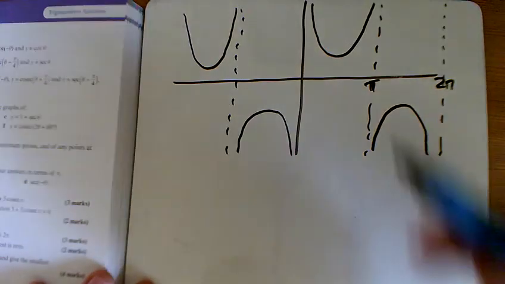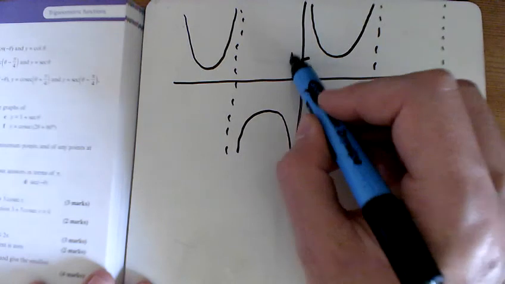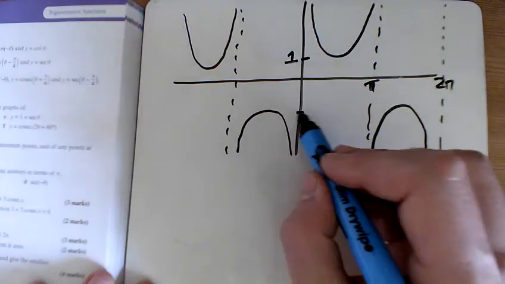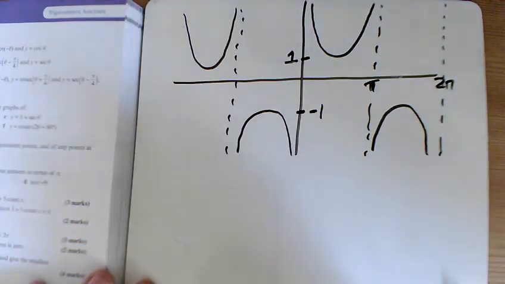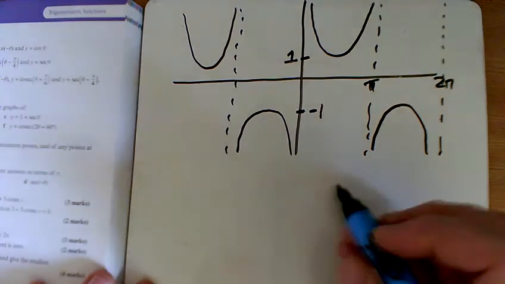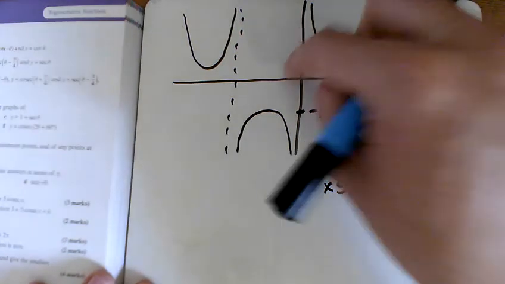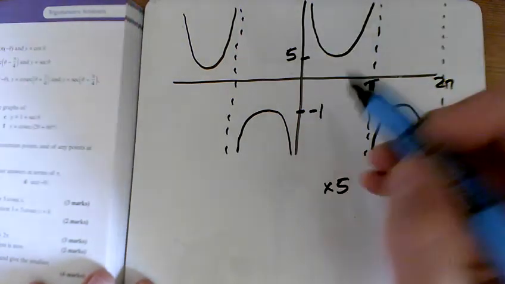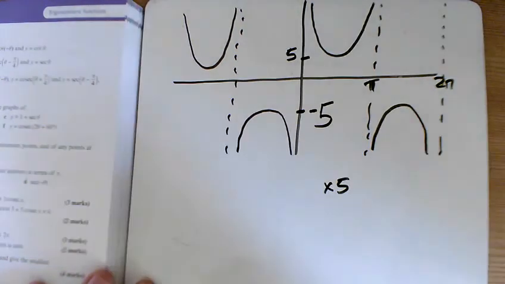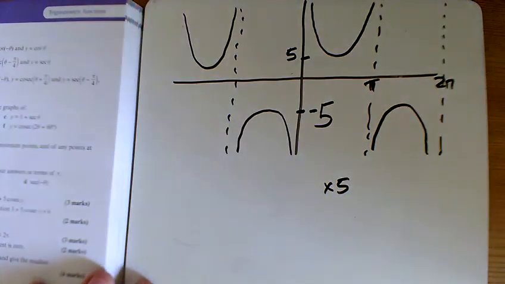And in the original cosec graph, this value here is 1, and this value down here is minus 1. Well, we need to stretch that. We need to times it by 5 to get the 5 cosec graph. And I don't want to redraw that, so all I'm going to do is change that to a 5 and that to a minus 5. There you go, we stretch it times by 5.